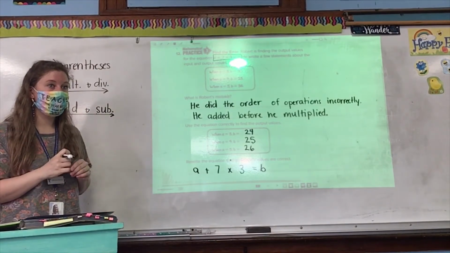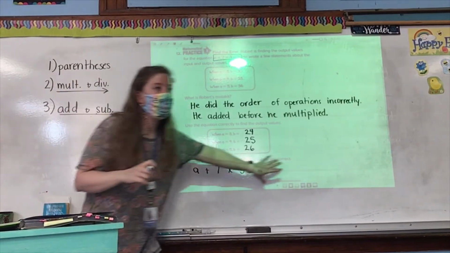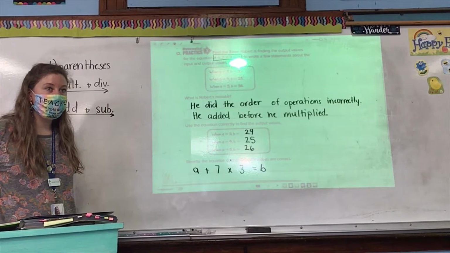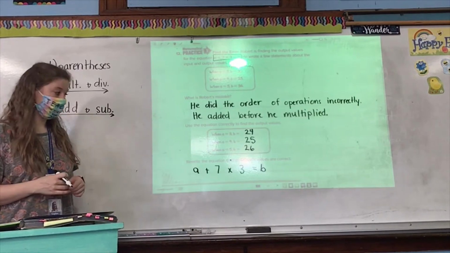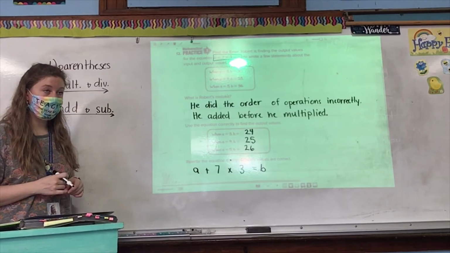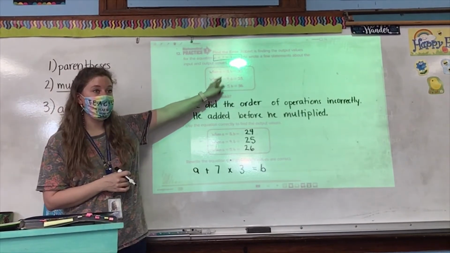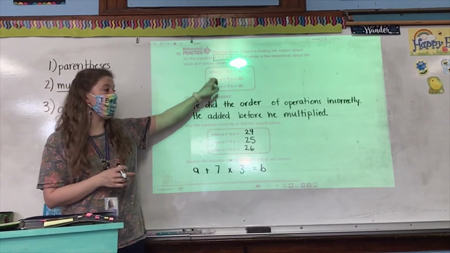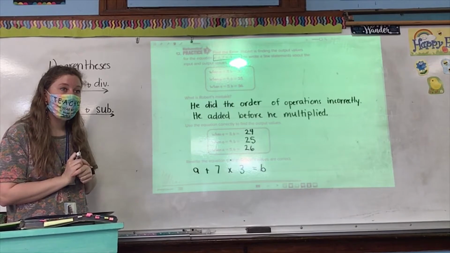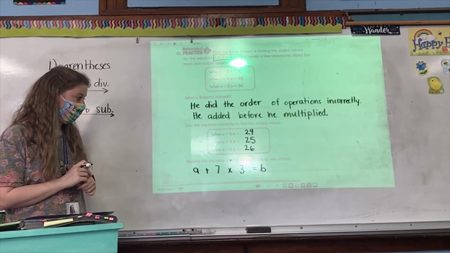We would put parentheses around it. Around what? The whole thing? No. What do we put parentheses around? Remember, parentheses are what happens first. We want Robert's answers to be right. In order for Robert's answers to be right, which part of this equation do we have to do first? We have to put parentheses around 7 times 3.